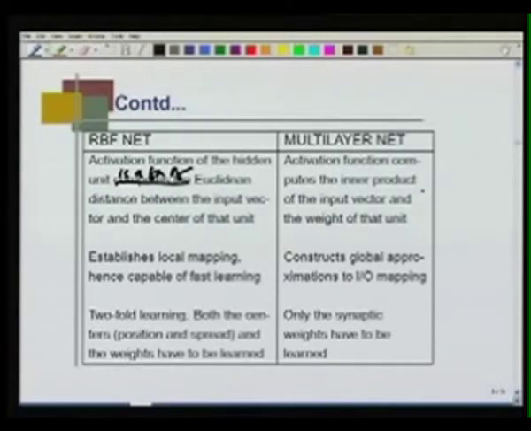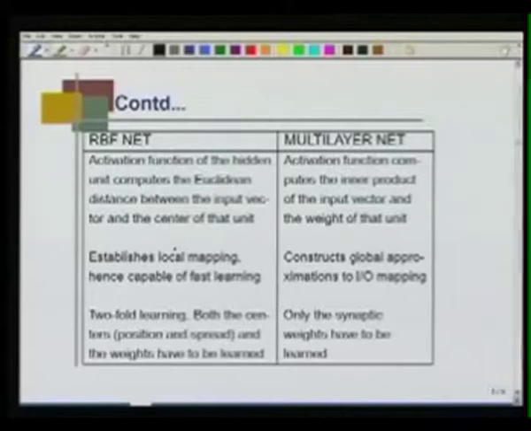In a sense, it's all right, I can always say. So, the objective here, whatever is written, is just a comparison. What is happening is that the activation function is a function of Euclidean distance between input vector and the center, whereas this is an inner product. The activation function is a function of inner product.